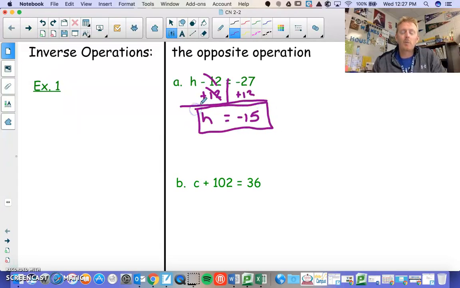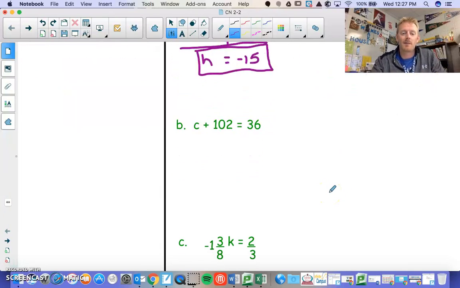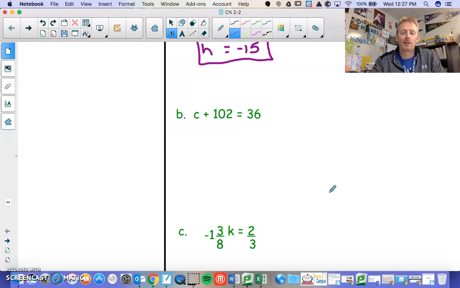Now, the really cool part with solving equations is that you can take what you said h was and plug it back in to see if it works. So there's no reason why you should get any of these wrong unless you just make a computational error. So a negative 15 minus 12 makes a negative 27, and that's what it was supposed to equal, so we are happy because it actually works that way.